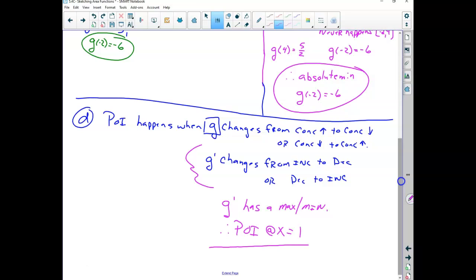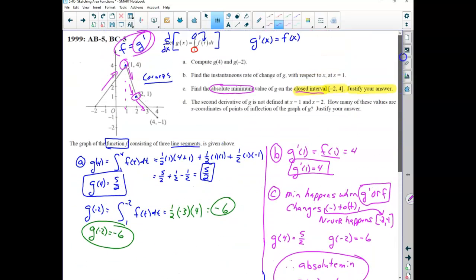Okay? G double prime is going to change from positive to negative, which it did. Okay? The slope of this line is positive. The slope of this line is negative. I had a change from positive to negative. I had a change from increasing to decreasing on G prime. Okay? The very last one.